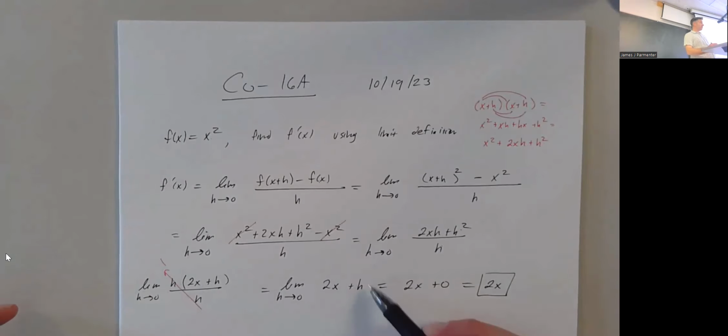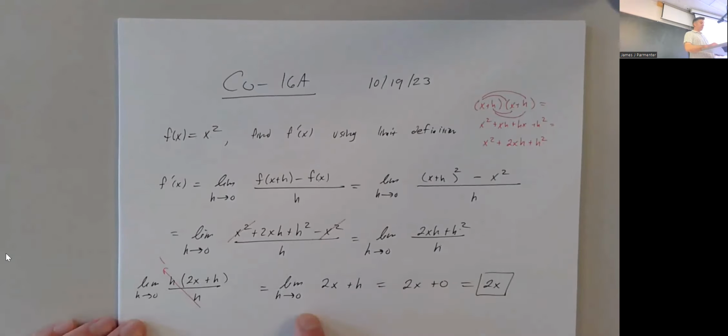Well, if h is getting really, really close to 0, then 2x plus h is getting really, really close to 2x plus 0, which is just 2x. The process is just plugging in 0 for h, but the thought process is, oh, we're saying, what is this getting close to as h is getting close to 0?